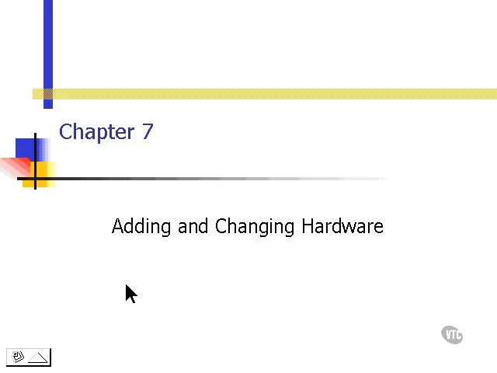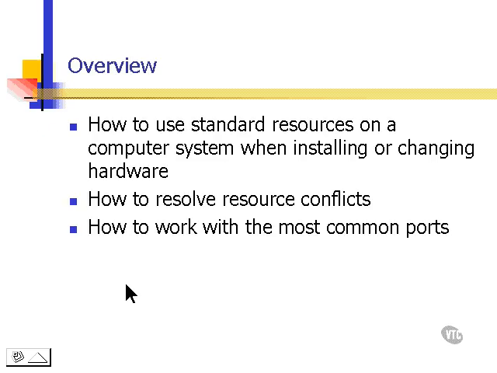Okay, next we're going to talk about adding and changing hardware. Let's look at an overview of what we're going to cover. First, we're going to talk about how to use standard resources on a computer when installing and changing hardware. Then we'll talk about how to resolve resource conflicts. And then we'll talk about how to work with the most common ports.